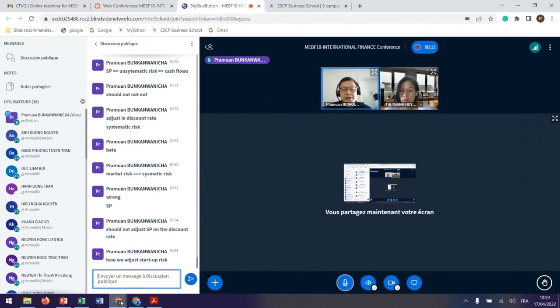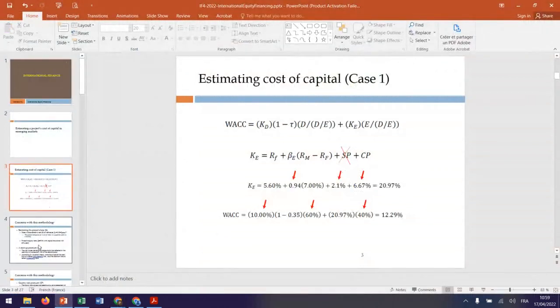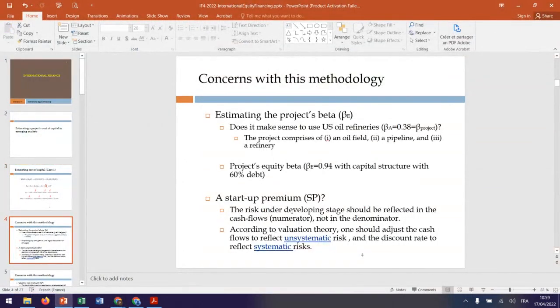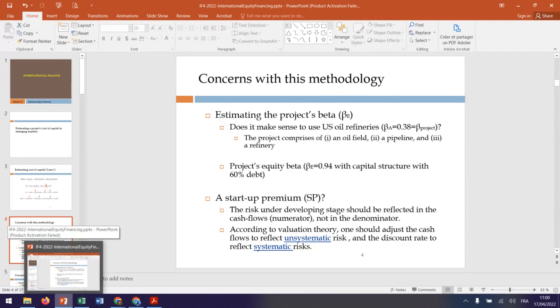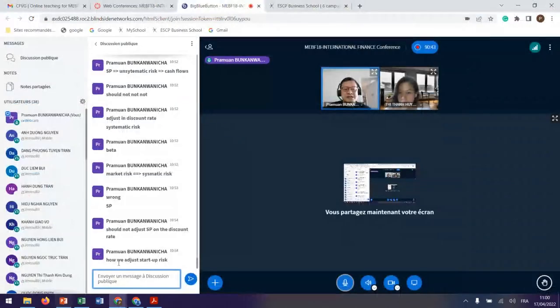It is conceptually wrong. Okay, since the risk under developing stage should be reflected in the cash flow numerator, not in the denominator. Okay, so we adjust the denominator, which is the discount rate, only when it reflects systematic risk. Okay, so now is political risk more systematic or unsystematic?